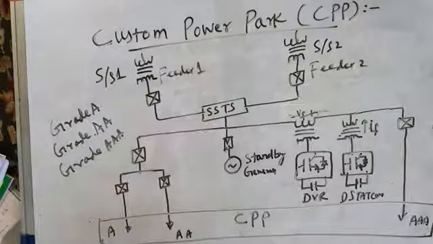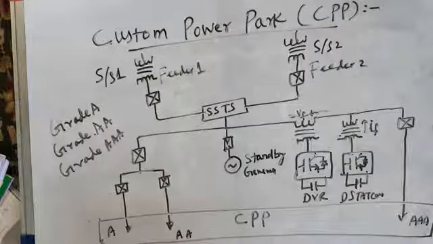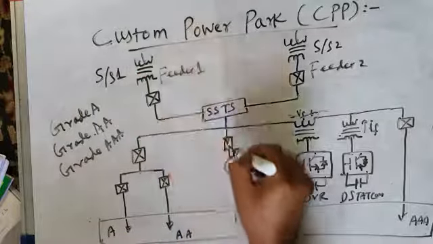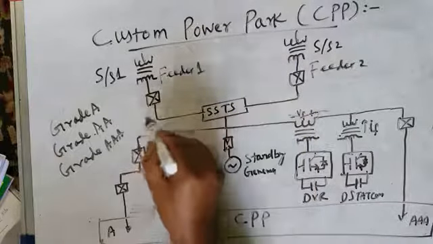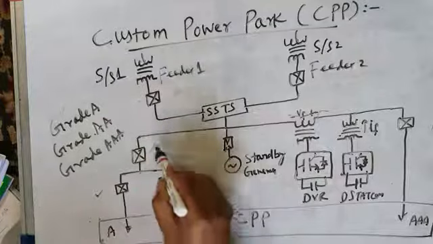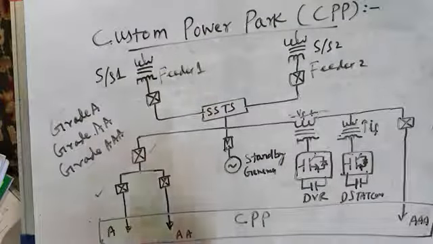Okay. Now let us take grade A power or grade A customer. Grade A customer is supplied generally from feeder 1. In that case, this circuit breaker is on. It is supplied from feeder 1. What type of power supply does it get?